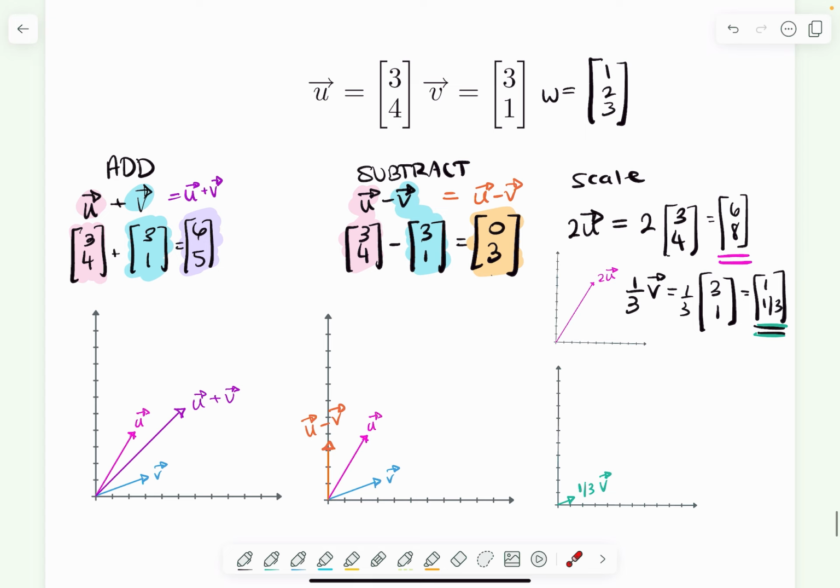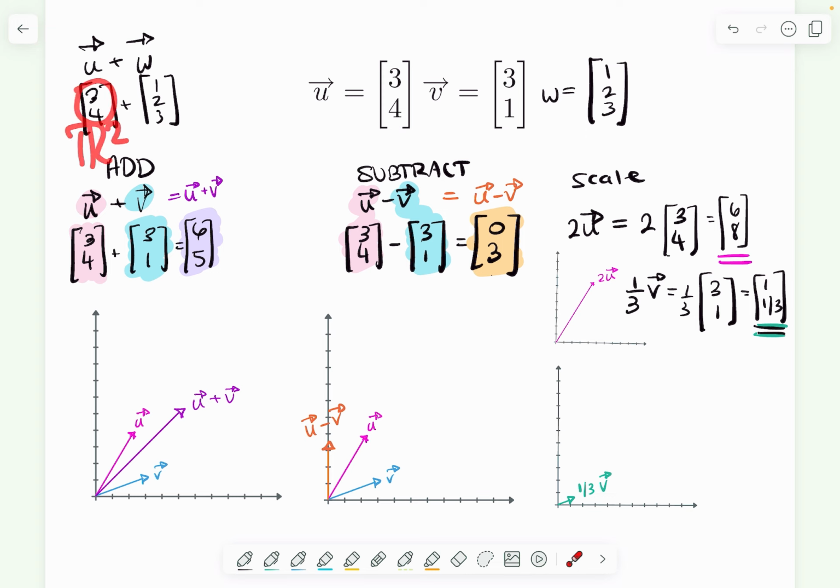Now, one more thing I wanted to mention. Let's say I had another vector called w, and it was just 1, 2, 3. And let's say that I said, okay, I want you to add vector u and vector w. So that would look like vector u, which is 3, 4, plus vector w, which is 1, 2, 3. Can you do this is the question. No, you cannot, because this has 2 entries, this has 3 entries. In order for you to add vectors, they have to have the same number of entries. They have to be in the same dimension.